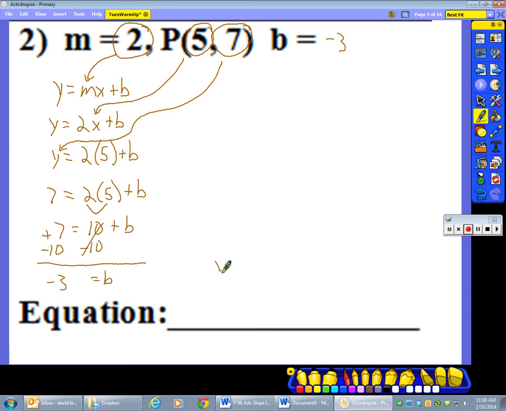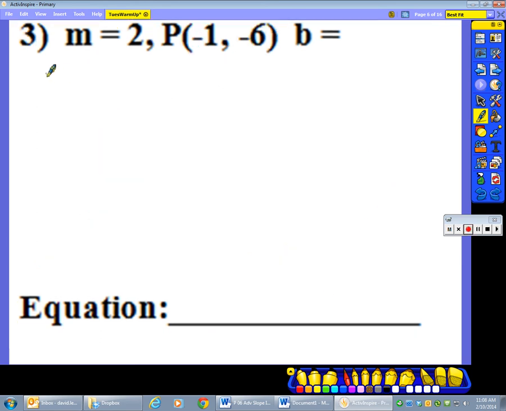So now whenever I create my equation, y equals mx plus b, I am going to say my slope was 2. I see it right up here. So y equals 2x. And then my y-intercept is a negative 3. So I'm going to say minus 3. So here is my equation answer right there.